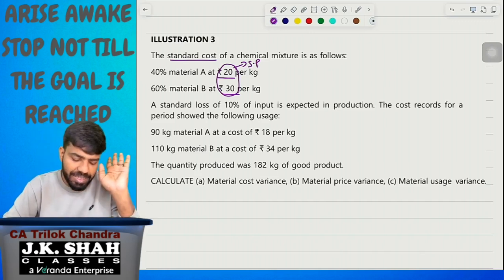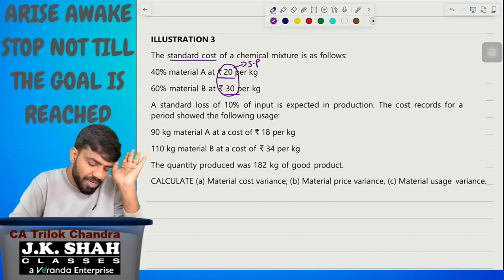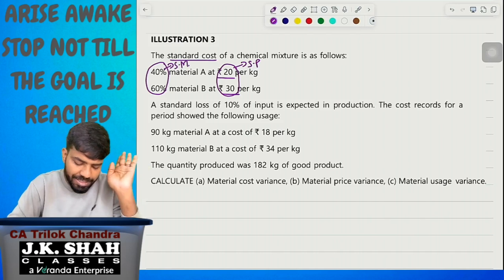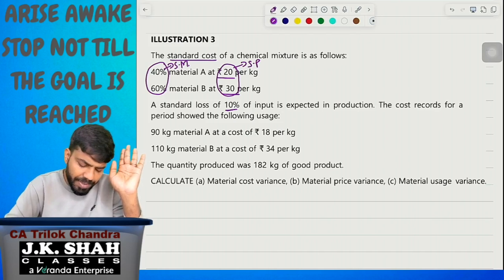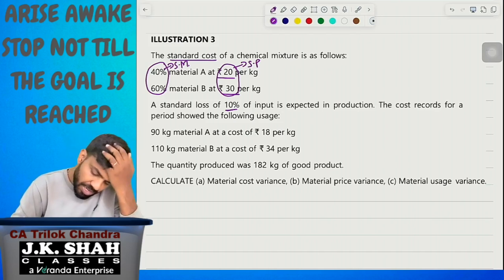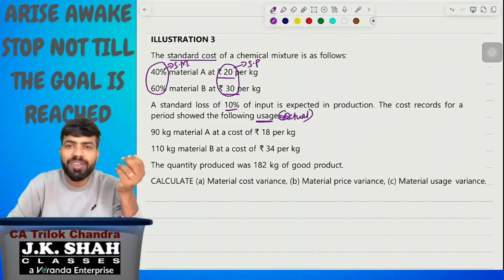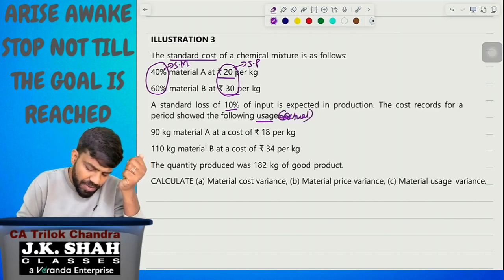Okay, there are two materials, A and B. And what is the mix proportion? 40%, 60%. This is the standard mix and this is the standard price. Next, a standard loss of 10% of input is expected in production. The cost records for the period show the following usage. This is the actual; usage stands for actually used. What is the actual quantity of A? 90 kg. What is the actual quantity of B? 110 kgs. And what is the actual price of A? 18 rupees.